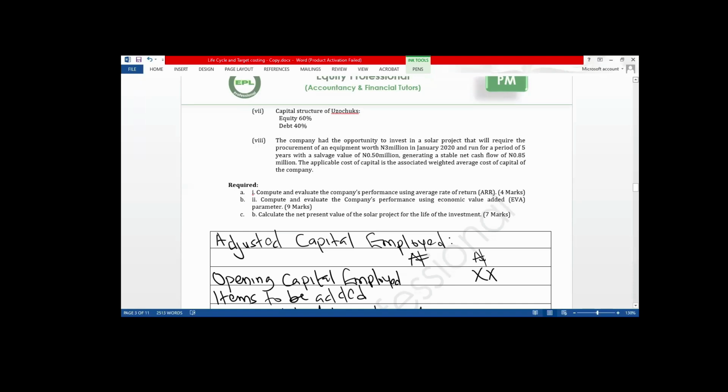Requirement A: compute and evaluate the company's performance using the average rate of return format. Let us start with that. We are required to evaluate the performance of Uzochukwu using average rate of return.